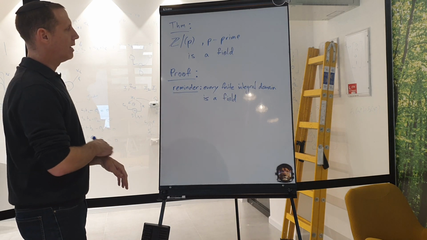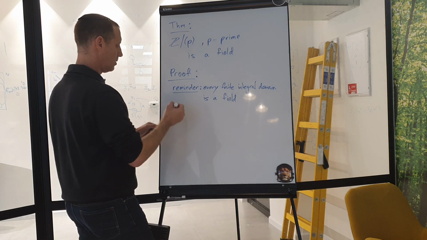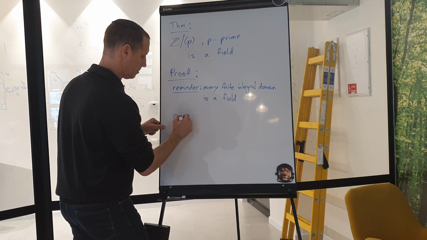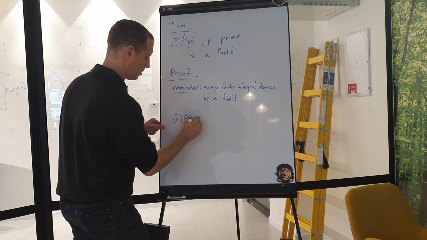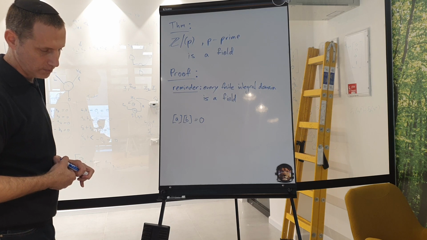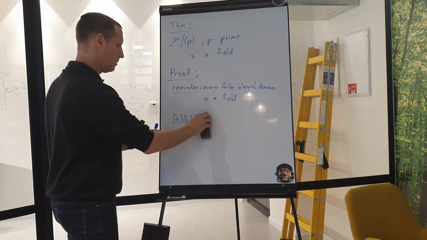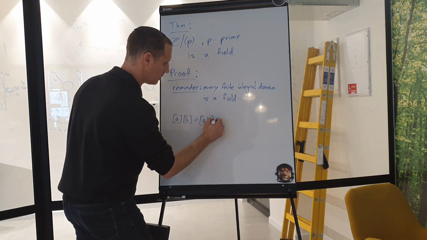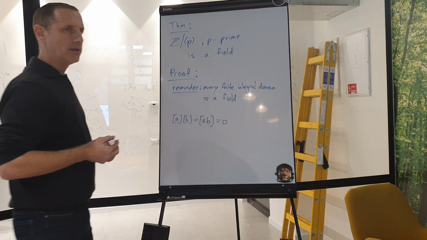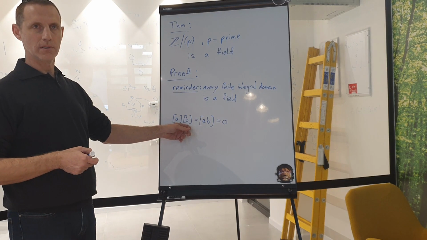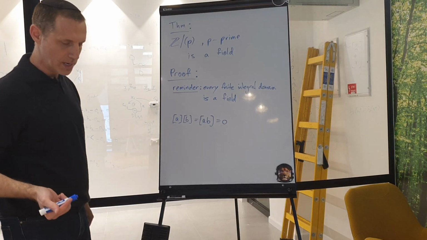I'm going to look at the following. Let's assume that A times B equals 0. We know this is all by definition, and we'll assume that A times B equals 0, and now we need to show that either A is 0 or B is 0, and if we show it, then it's an integral domain.